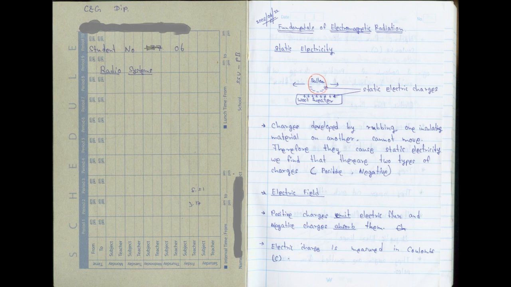So shall we write that? Charges develop by rubbing one insulating material on another. They cannot move. Therefore, they cause static electricity.